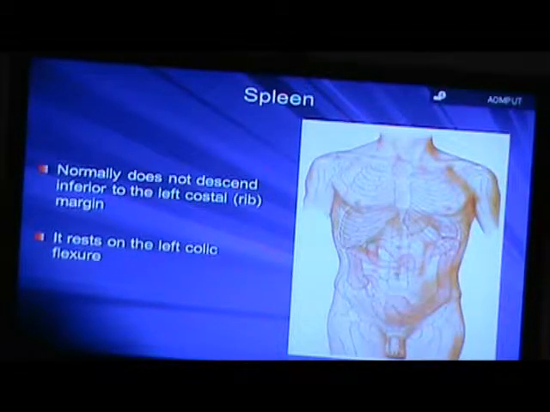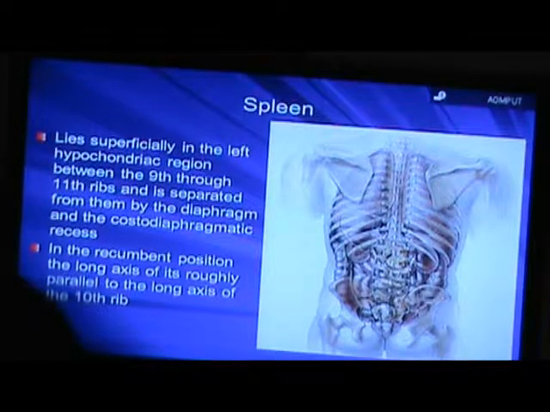So it happens, such an enlarged spleen. The spleen rests on the left colic flexure, the splenic flexure. There passes the phrenico-colic ligament. The spleen lies in the left hypochondriac region between the 9, now look, this is the back, the posterior surface, and the spleen is located between the 9 and 11 ribs, and is separated from them by the diaphragm and the left costodiaphragmatic recess.